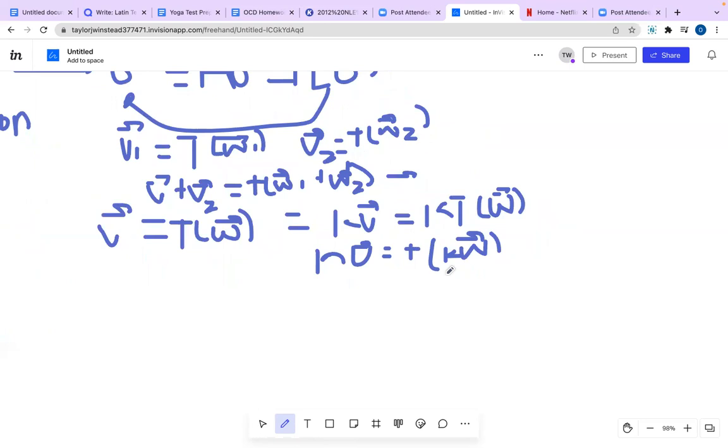And of course, it follows from these two properties that if the image of T is closed under addition and closed under scalar multiplication, then it's also closed under linear combinations, because a linear combination or a span is really just a combination of vector addition and scalar multiplication, right?